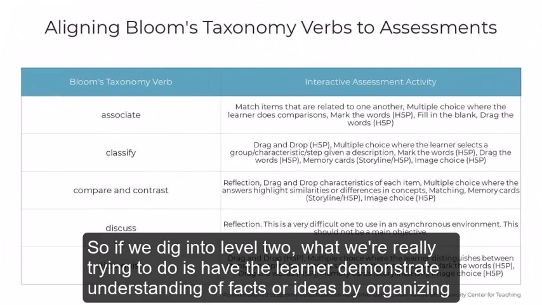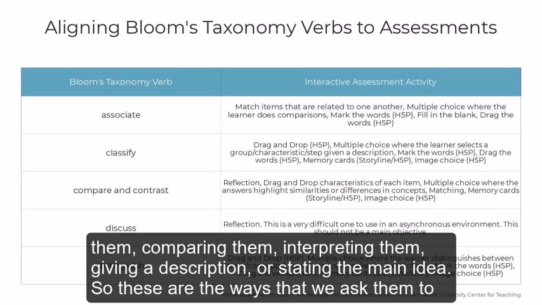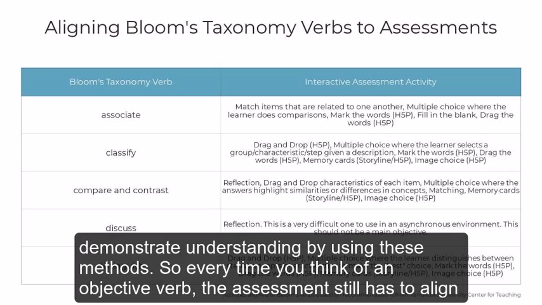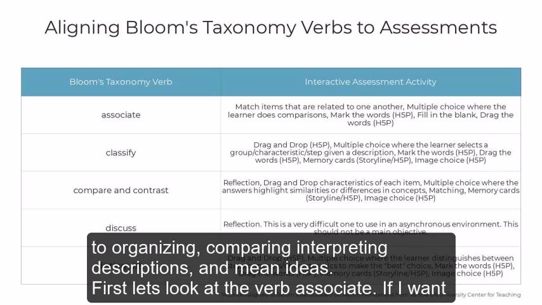So if we dig into level 2, what we're really trying to do is have the learner demonstrate understanding of facts or ideas by organizing them, comparing them, interpreting them, giving a description, or stating the main idea. So these are the ways that we ask them to demonstrate understanding. So every time you think of an objective verb, the assessment still has to align to organizing, comparing, interpreting, descriptions, and main ideas.